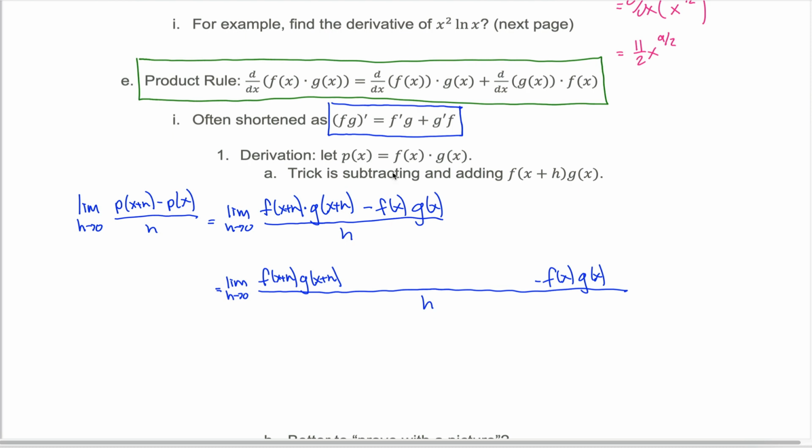So the first comment is, as long as we subtract it and add it, we're not changing anything, right? We're essentially adding 0 to the numerator. So the expression that's written up here will be the same as the expression that's written right here once I add and subtract in that new term. It'll make the algebra work out nicer if I subtract it first. So I got minus f of x plus h times g of x here, and then add it next, f of x plus h times g of x.